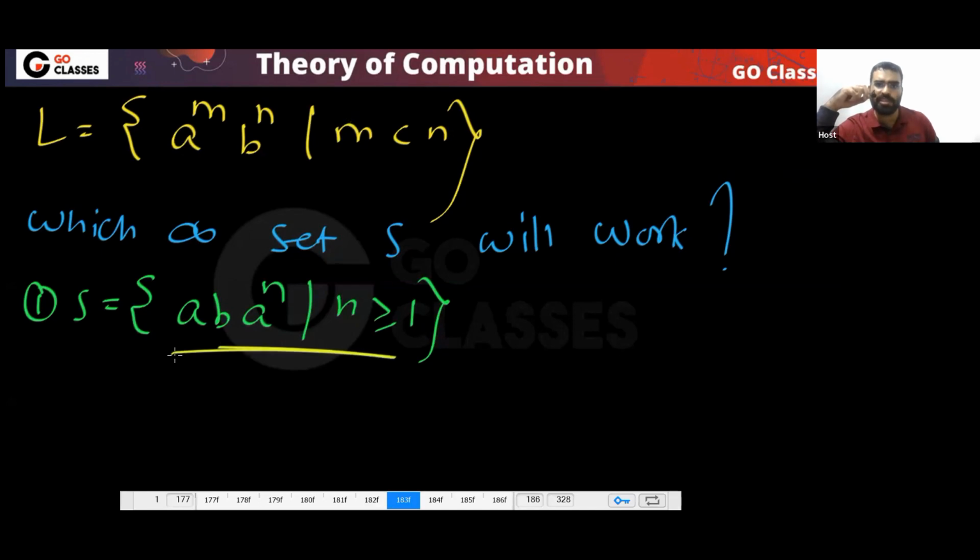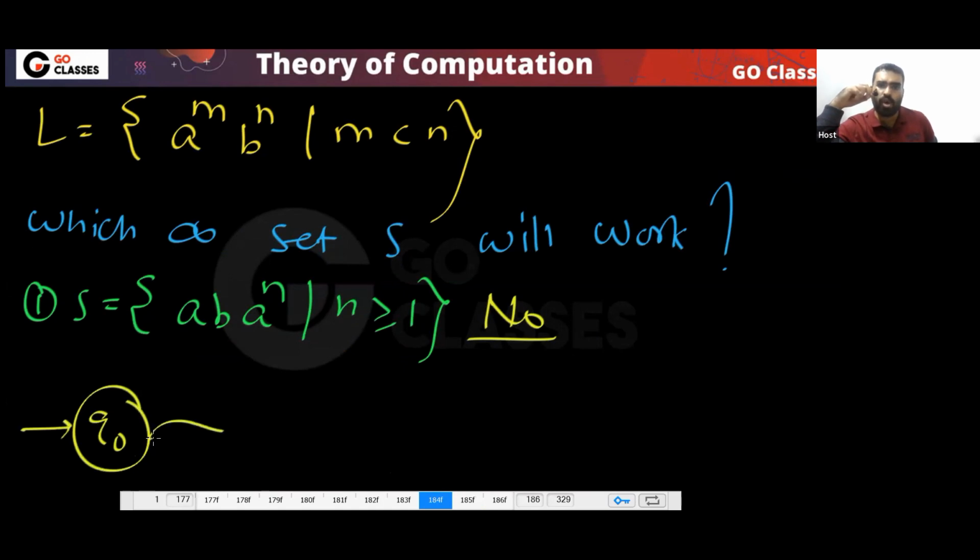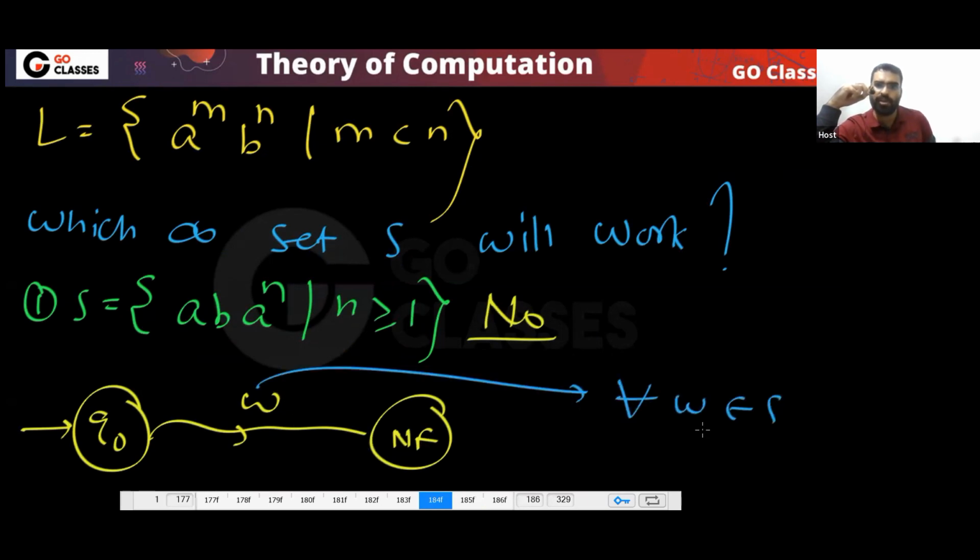This set is not going to work. This is an infinite set. What is the reason this set is not going to work? So the answer is no, because you can directly send all of them to non-final, for all W belonging to S. So this set can never work, because all of them you can just directly send to non-final.